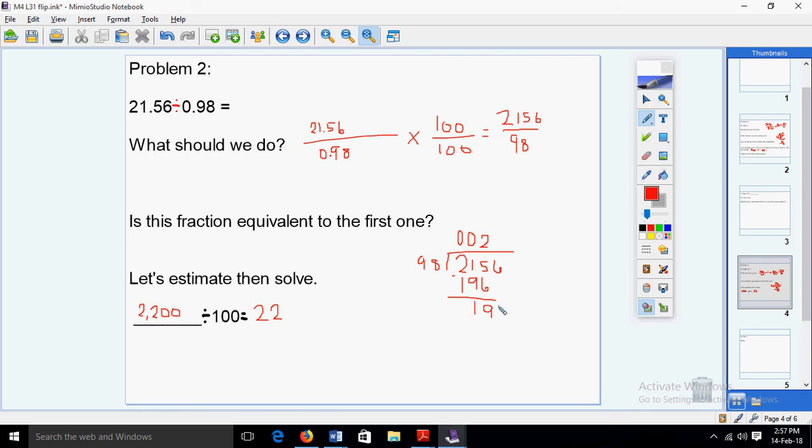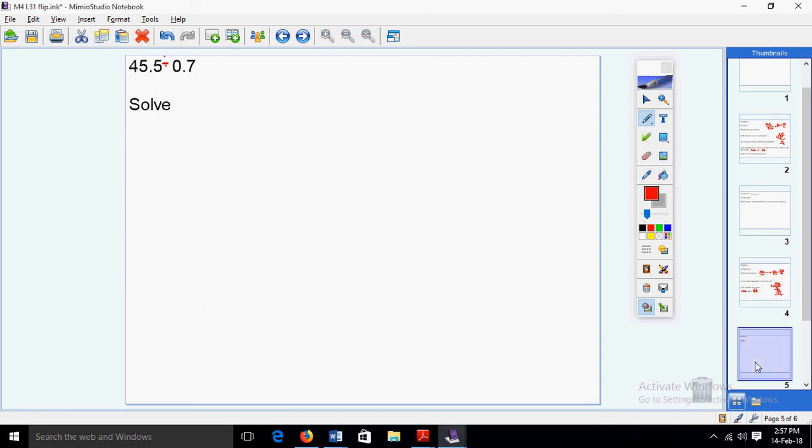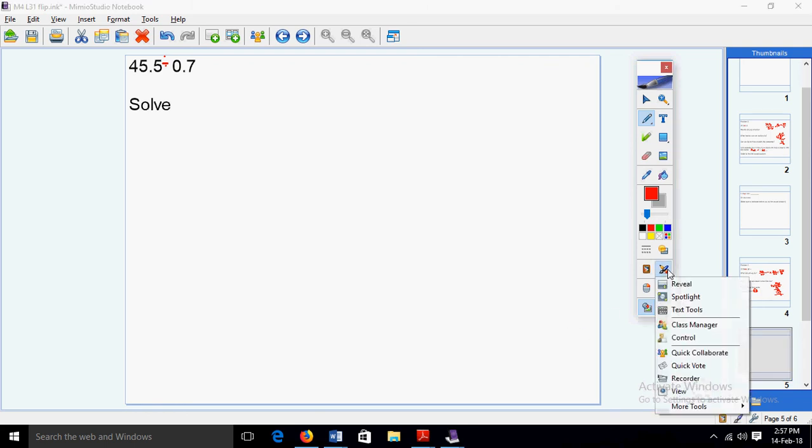Bring down my 6. And wait a second, I know that 98 times 2 is 196. So I know this is 2. 2 times 98 is 196, and I have no remainder. So my answer is 22, which is, oh, look at that, exactly what we got before. Anyway, I want you to go ahead. You're going to do 45 and 5/10 divided by 7/10. Please make sure that you estimate first to figure out where your answer is going to be around, and then you actually solve it. All right, good luck.